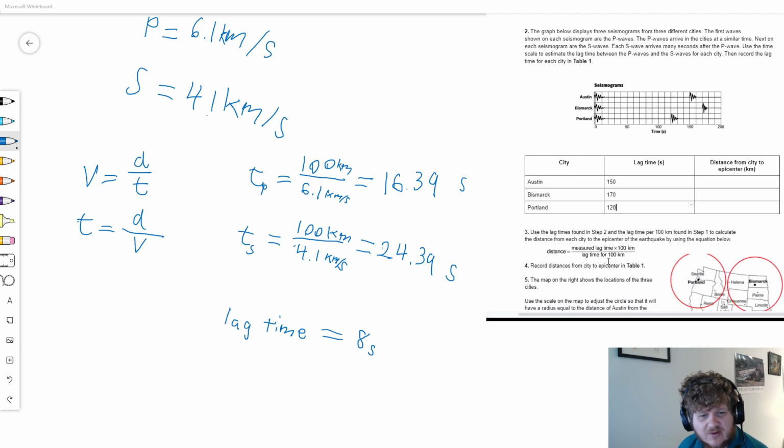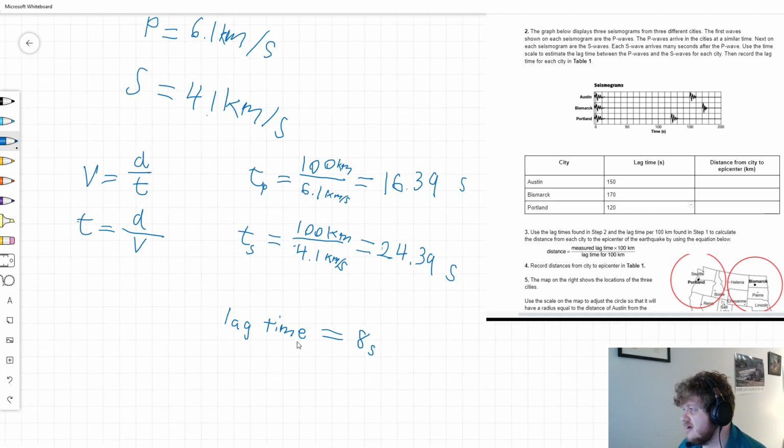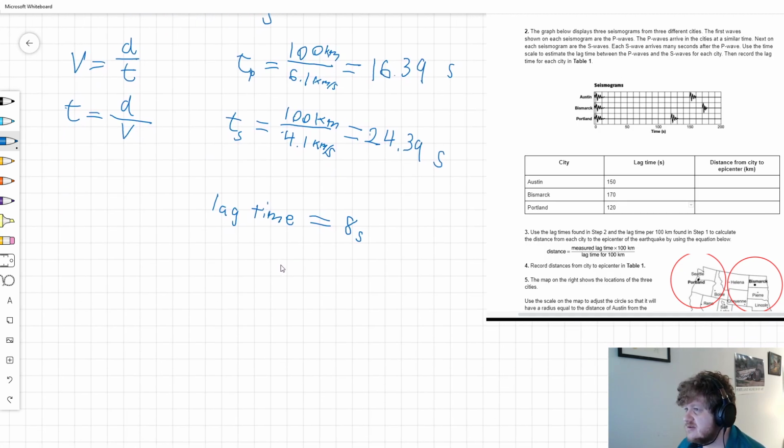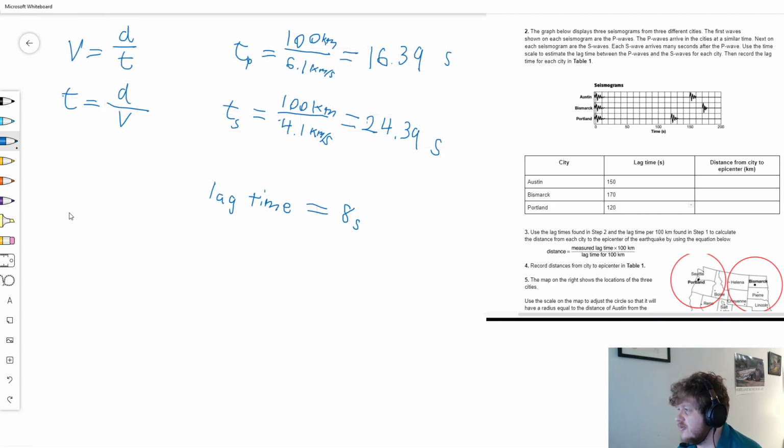And what we're going to do is use this equation: our measured lag time times 100 kilometers divided by the lag time for 100 kilometers. So we'll do this first for Austin to find the distance of Austin, and then I'll let you guys do the rest.